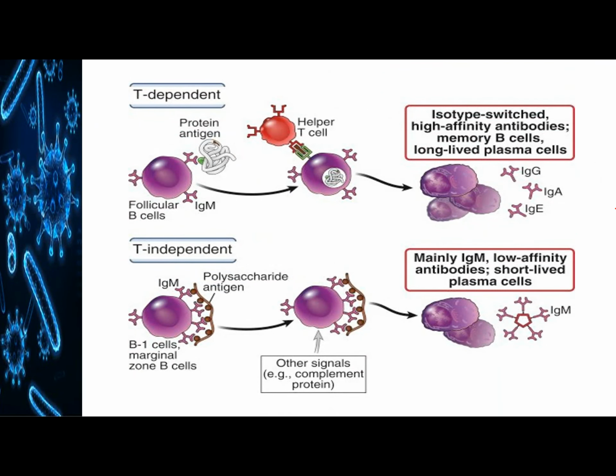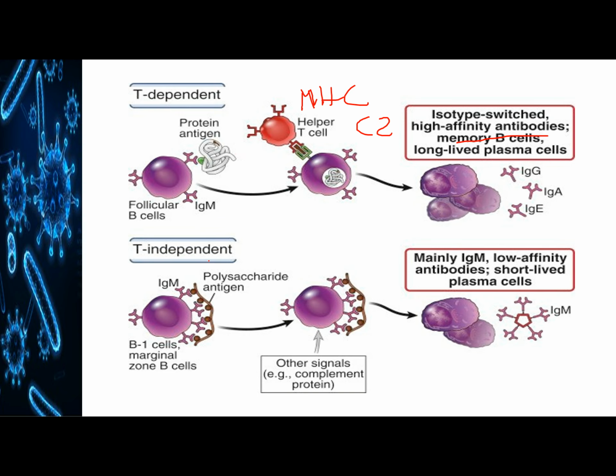So ito yung difference class. Let's talk about first yung T-dependent. So here you have your B cell. When it encounters a protein antigen, it would cause the activation or the help of your helper T cell with the help of the MHC class 2. And that would cause isotype switching, high affinity antibody, memory B cell, long-lived plasma cell.